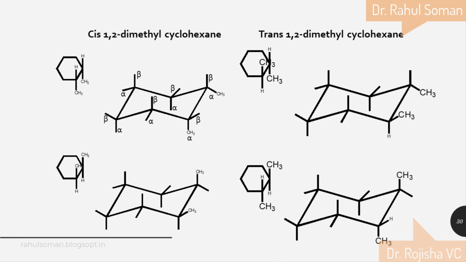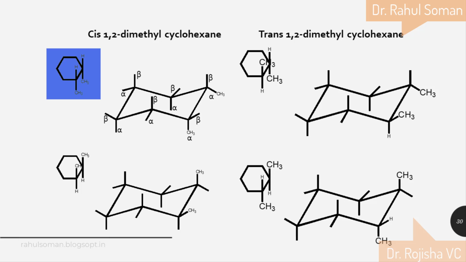First case we can see is 1,2-dimethyl cyclohexane, with the dimethyl on the first and second carbon, and that can be either cis or trans. In this case, you can draw the planar structure first, then write the cis and trans forms, and then convert to the chair conformation.